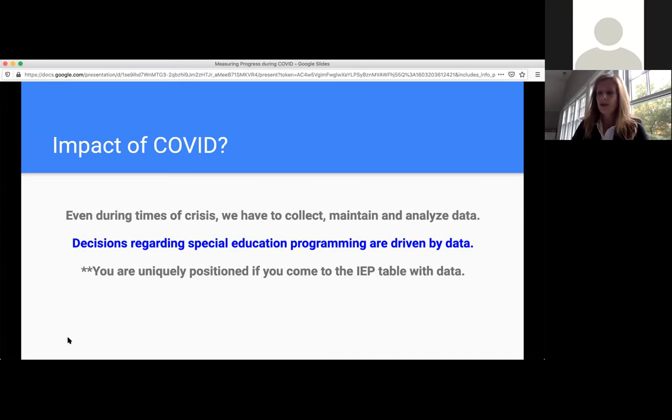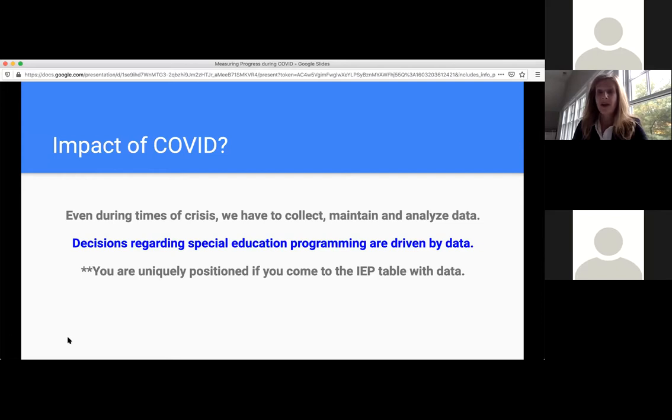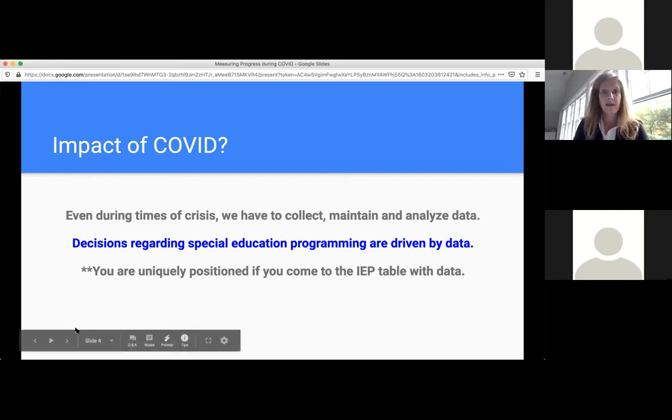But what I want to really emphasize today is that even though we're really in a time of crisis, schools are still accountable, and we still have to be collecting and maintaining and analyzing data, because decisions regarding special education programming are driven by that data. And what I hope you'll come away with today is this understanding that you are very uniquely positioned if you can come to your IEP table or your committee on special education with some documentation that you can share about how your child is doing. You really have a very significant voice.